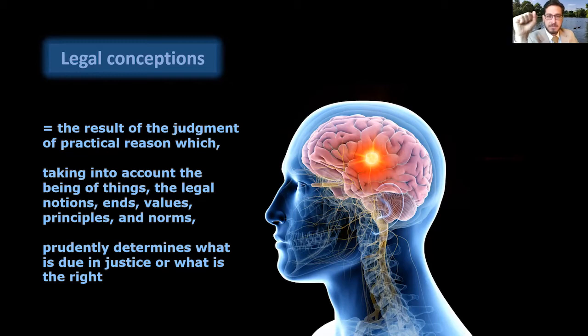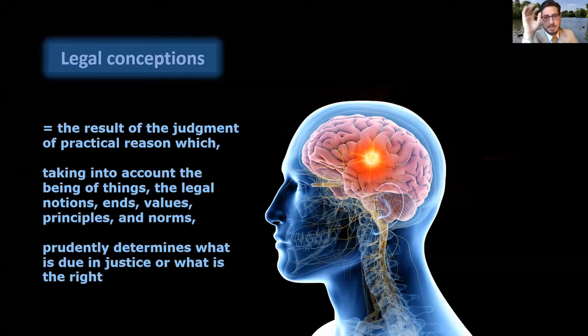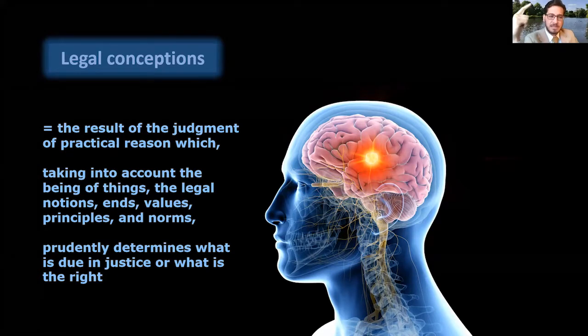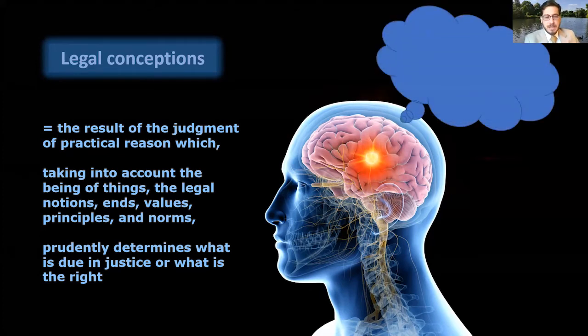And to do that, the intelligence correlates, organizes, systematizes so many things. That's why in the code we have, taking into account the being of things, the legal notions and values, principles, and norms. So there are a lot of things in our mind that the legal conceptions create, and with these kinds of things we can produce law.